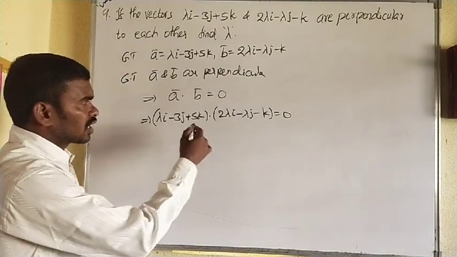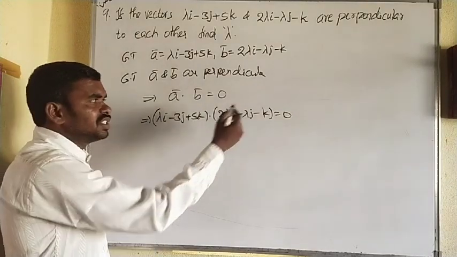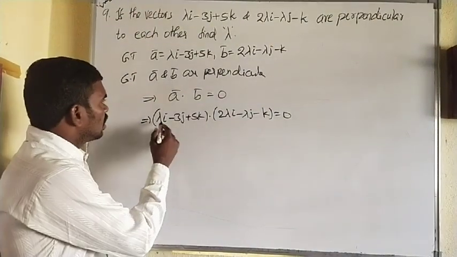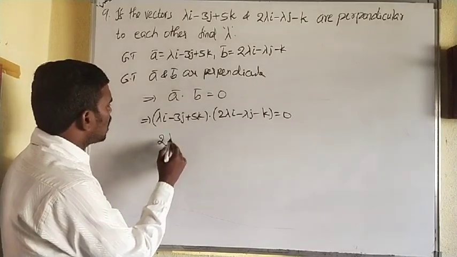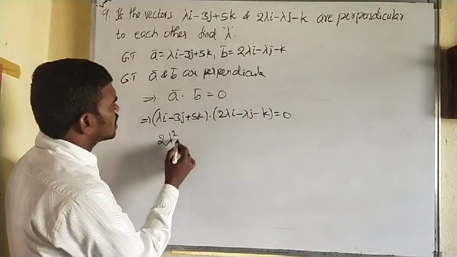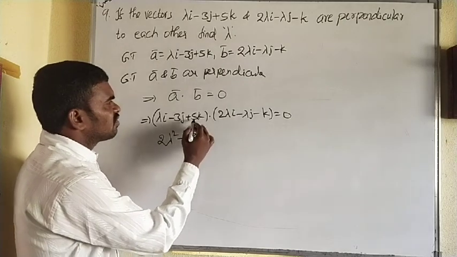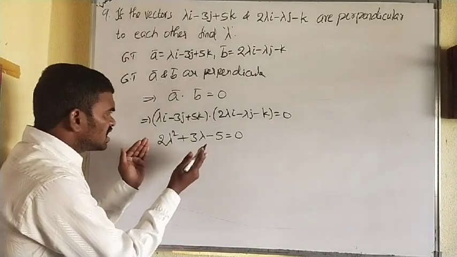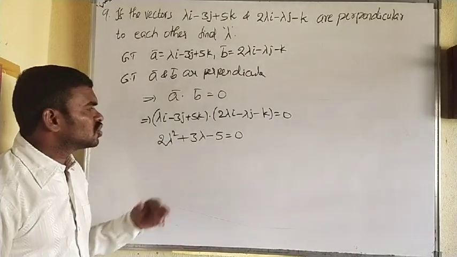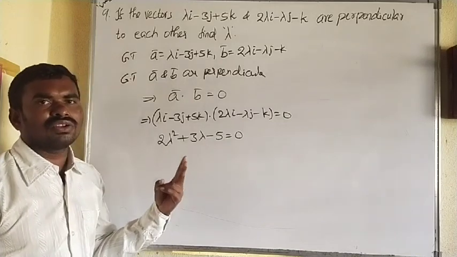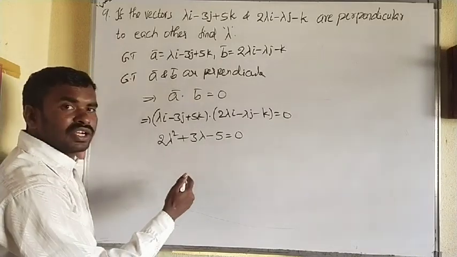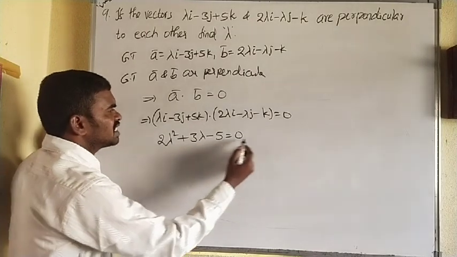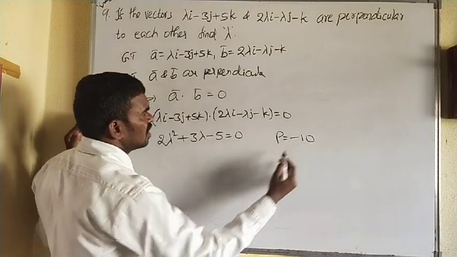Now do the dot product: i coefficient with i coefficient, j coefficient with j coefficient, k coefficient with k coefficient. Lambda into 2 lambda becomes 2 lambda square. Next, minus 3 into minus lambda becomes plus 3 lambda. Next, 5 into minus 1 becomes minus 5, equal to 0. Now it is a quadratic equation in lambda, so we can solve by factorization or using the formula. Let us try factorization. Lambda square coefficient is 2, constant is minus 5, so the product is minus 10, and the middle sum is 3.